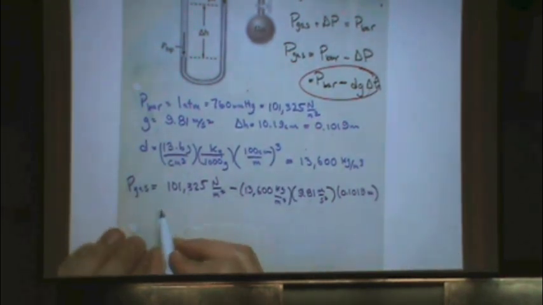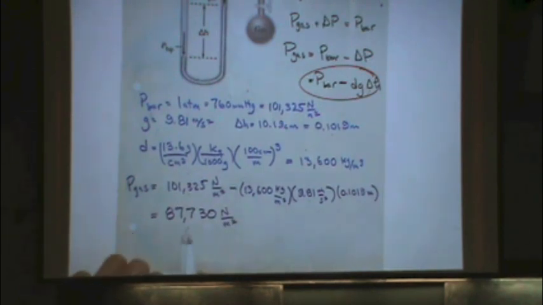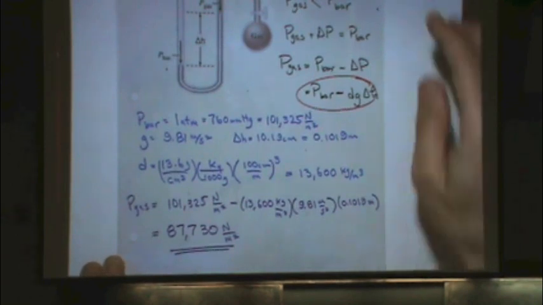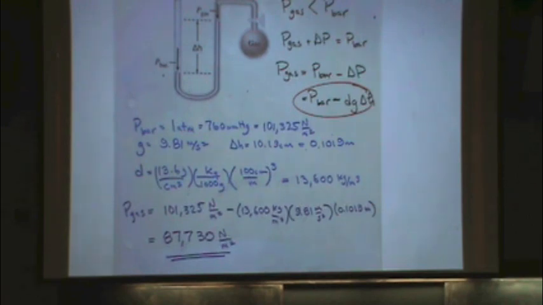So everything's in SI units. I just need to solve. When I did this, I got 87,730 newtons per meter squared, which is a Pascal. And then really, it looks like we'd only have 3 sig figs here, so probably the answer is really 87,700. Okay, so that's a typical manometer problem. Make sure that you convert to SI units, and otherwise you plug and chug from that point. We're good with that one.